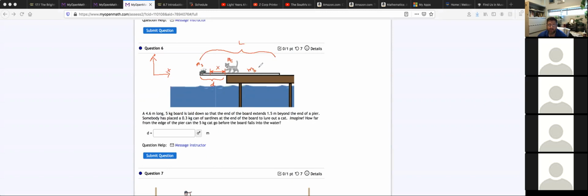So all we really need to worry about are the vertical forces, and the vertical forces are going to be as such. Right in the middle of the board, acting downward, will be the force of the board's weight. So the weight of the board, straight down like that.